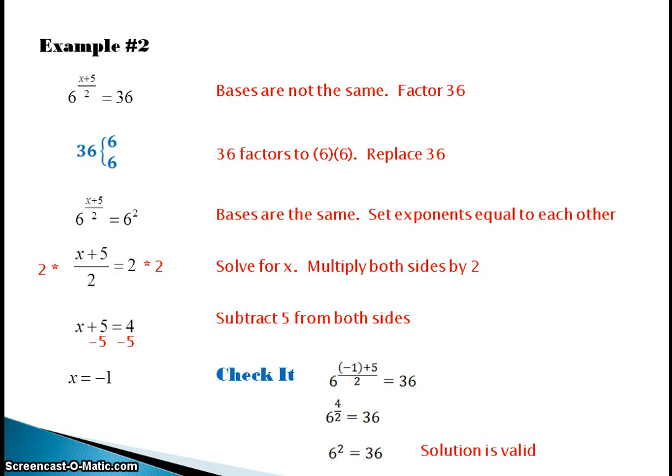When I simplify that exponent, it's 4 over 2. And when I simplify that, 4 divided by 2 is 2. And we know that 6 squared is equal to 36. And so my solution is valid. Pause now and copy down this entire example.